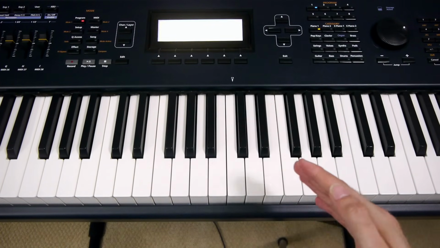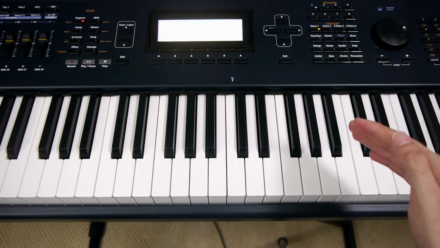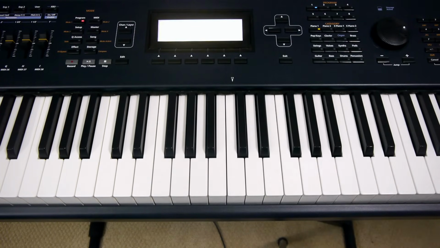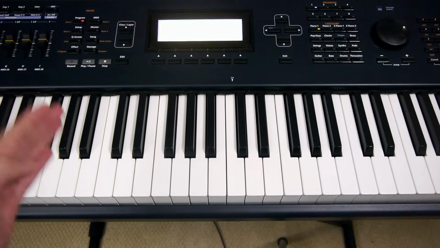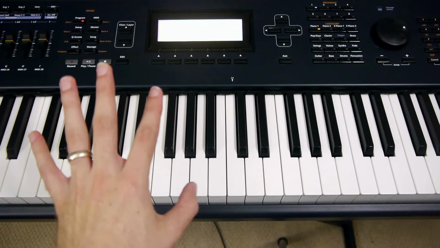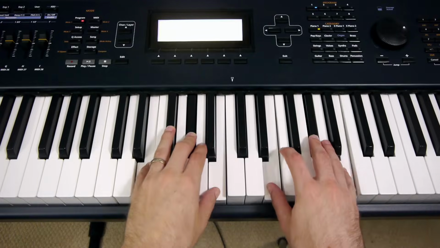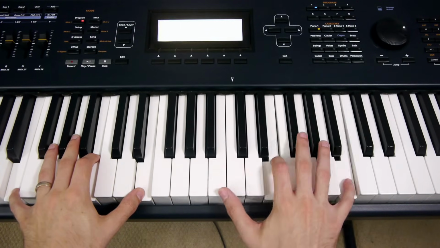So basically, what I'm trying to say is do, re, mi is going to sound the same regardless of what scale you're using. The one chord is going to sound like your home base. The sixth chord is going to sound sad, no matter what scale you're using. Everything we talked about still applies. So let me prove that to you. Let's say I'm trying to sing Journey, okay? And I'm trying to do Don't Stop Believing.